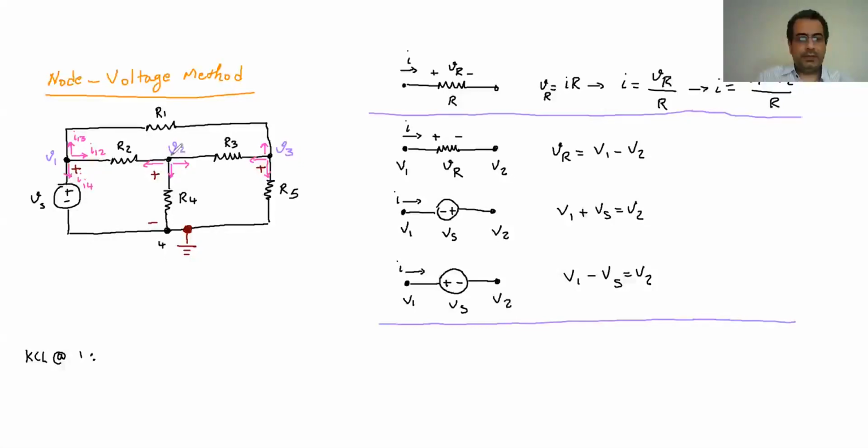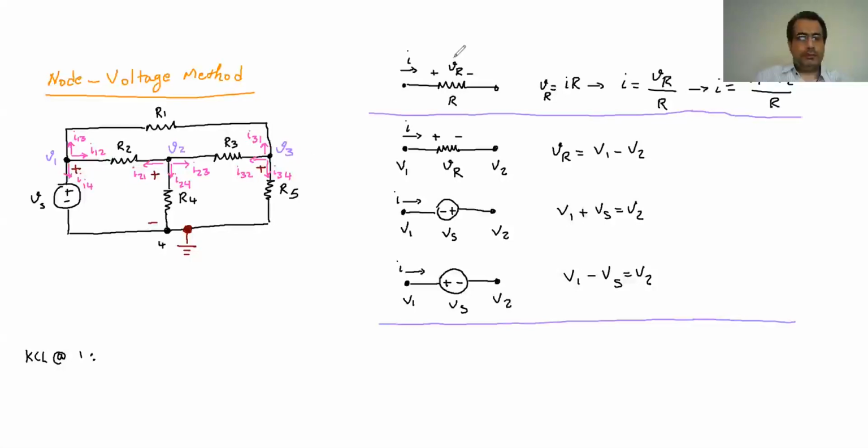The same here. For example, here is the I that goes from 1 to 2. Here is the I that goes from 2 to 1. Here is the I that goes from 2 to 3. And here is the I that goes from 2 to 4. And the same here, the I goes from 3 to 1. Here the I goes from 3 to 2. And here the I goes from 3 to 4.